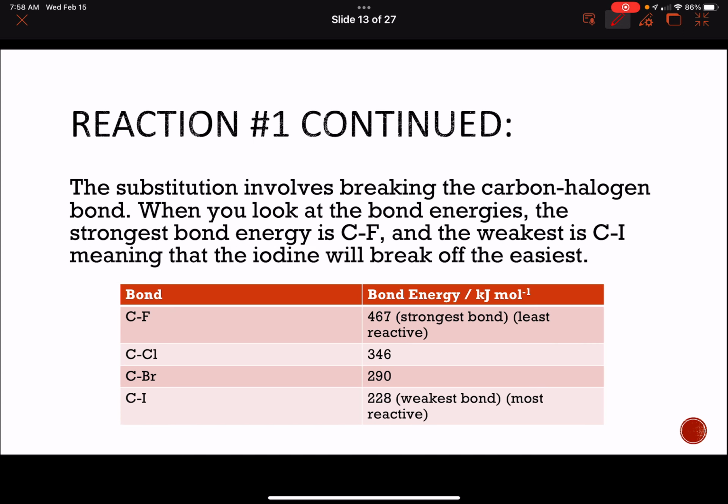So this is what I'm talking about with bond energies. The CF bond energy is much larger, meaning it requires a lot more energy to break the bond between C and F than it does to break the bond between C and I. So it would require the strongest conditions. This is going to be the least reactive, the slowest to form precipitate when adding AgNO3. And this would be the fastest to form precipitate.